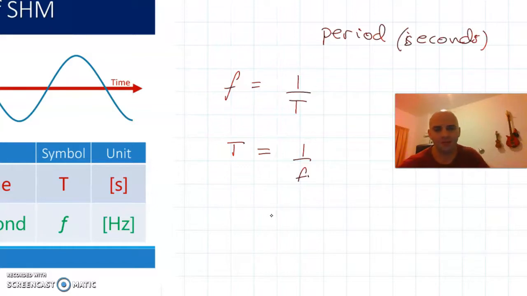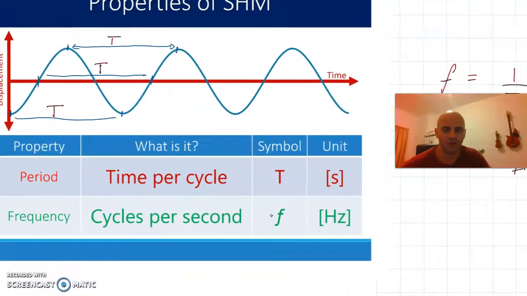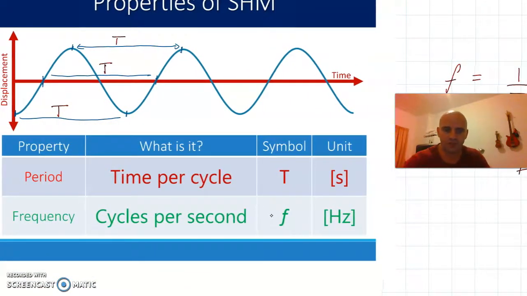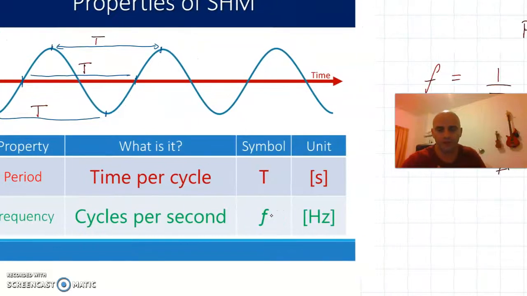And of course, it's the amount of time it takes for the oscillator to complete one full cycle. Period here is denoted as the amount of time for one cycle, in other words, one full oscillation. It has to come from the bottom, all the way through the equilibrium point to the top, back down through the equilibrium point, and all the way back to the bottom again. So that's one full cycle.